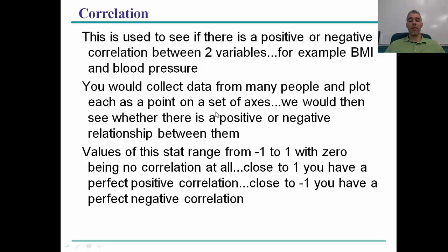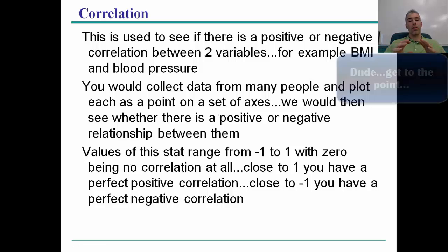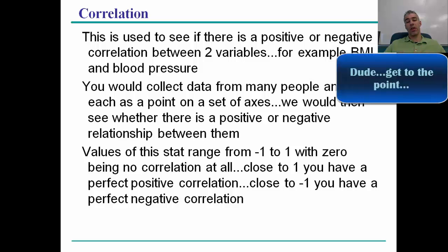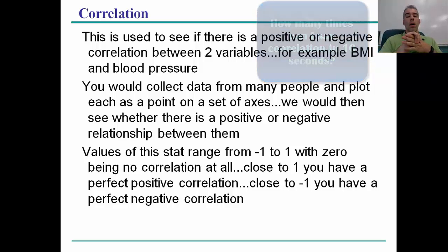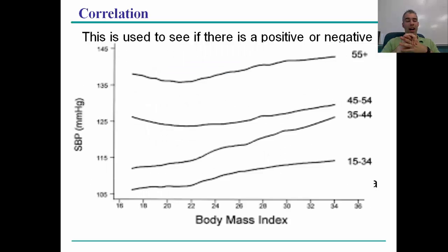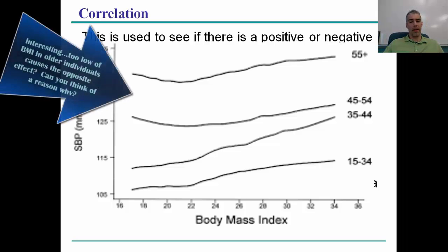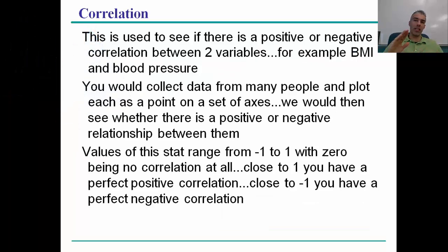Correlations are when you want to see if there's a correlation between two variables, either a positive or negative correlation. And what a correlation is basically is a relationship. So BMI and blood pressure, right? You'd expect people that have higher BMI to have a higher blood pressure, and that would be a direct relationship, and there's probably a correlation between the two. And we'd collect data to determine that. You'd collect data from lots of different people, plot each point on a set of axes, and then you would see whether there's a positive or negative relationship between the two.